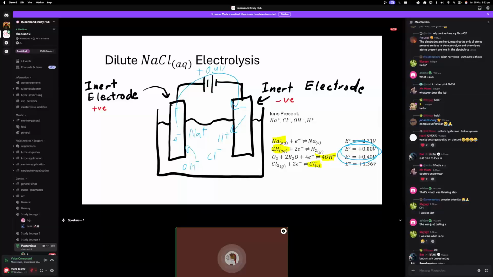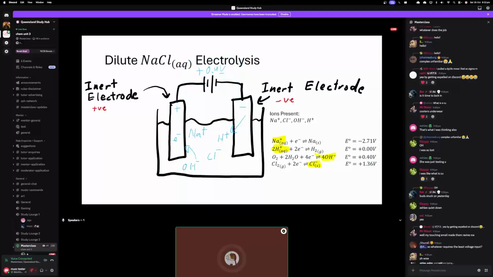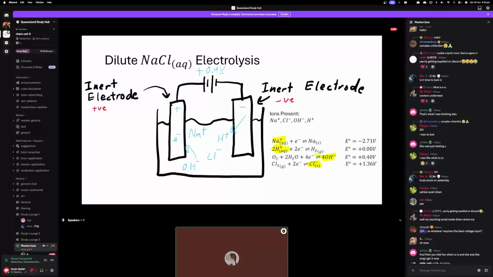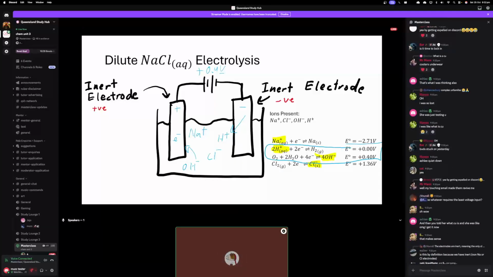So yeah. Does that make sense to everyone? That this is the smallest potential difference between these two. So if I give just 0.4 volts, we can have a reaction occurring, because whatever requires the least voltage input. Even if I give more voltage, we probably want to do the easiest one first.